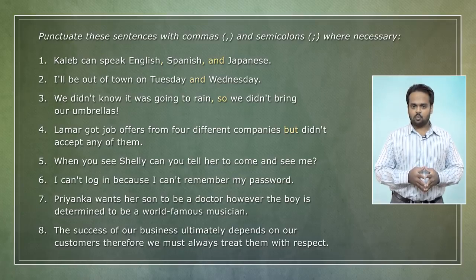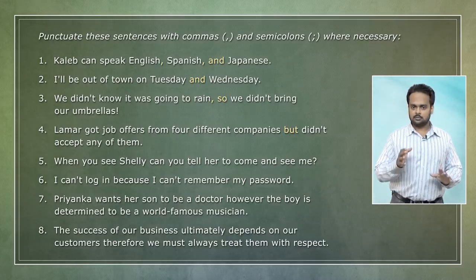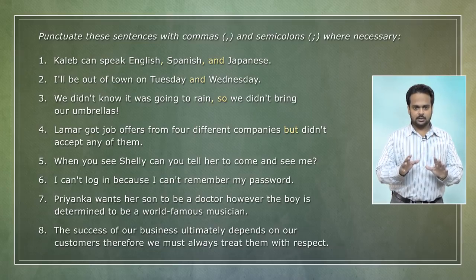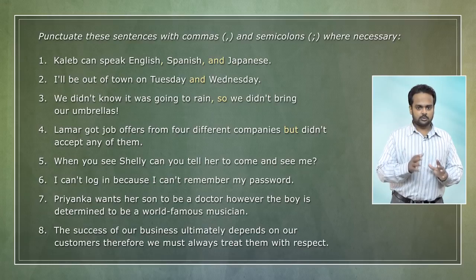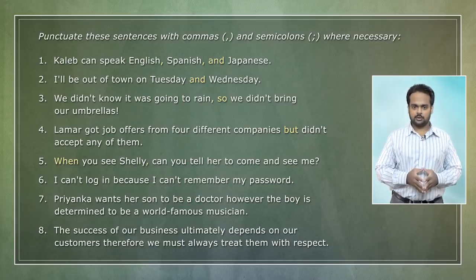In number 5, we have 2 clauses. The first clause, when you see Shelley, is a dependent clause because it's not a full sentence. The second clause, can you tell her to come and see me, is independent. Yes, it's a question, but still it's a complete, meaningful sentence. So what comes first is the dependent clause with the conjunction when. For this reason, we put a comma after it.